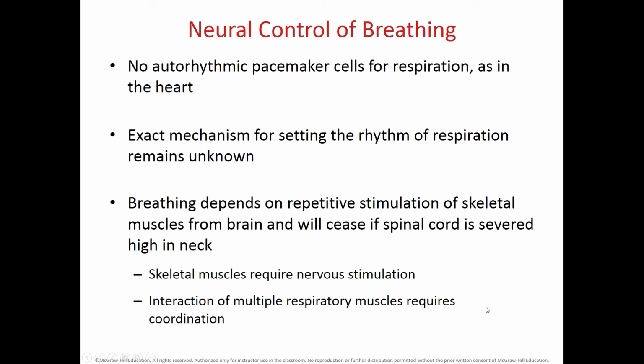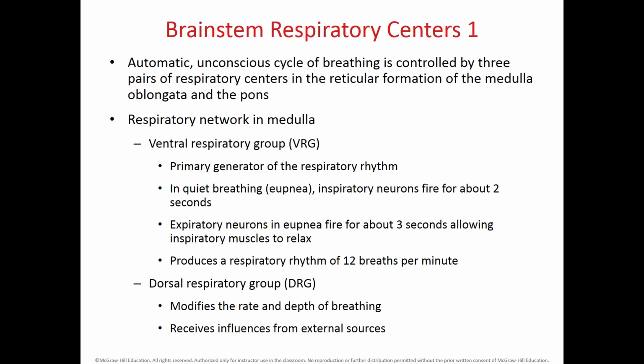Now, you have all this interaction between the respiratory muscles that works coordinated so you can stimulate your central nervous system, and then you can produce an automatic unconscious cycle of breathing that is controlled by the reticular formation that we have within the medulla oblongata and also within the pons. And in the medulla oblongata, we have two major centers that control respiration. We have the ventral respiratory group, or VRG, and the dorsal respiratory group, or DRG.